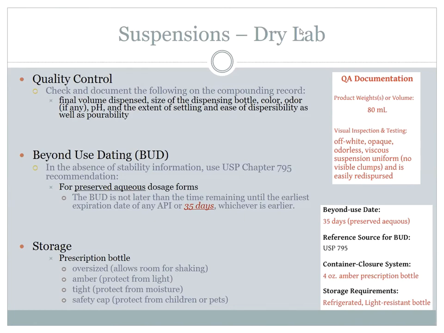So we have an off-white, opaque, odorless, viscous suspension with no visible clumps that is easily redispersed. Those are all the properties we want in our suspension, so we want to describe that in our final product. So in the end: off-white, opaque, odorless, viscous suspension with no visible clumps and is easily redispersed. It's a mouthful, so be ready on the exam to replicate that level of description of your final product. I realize that.